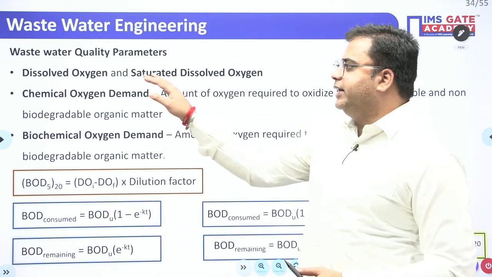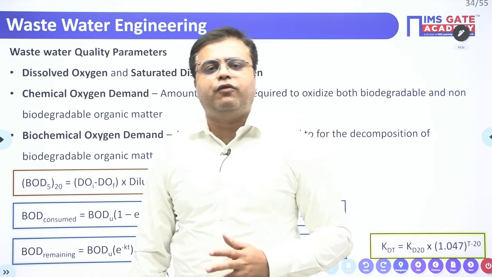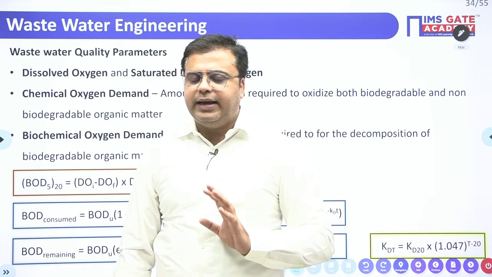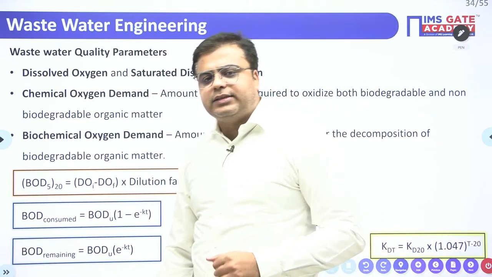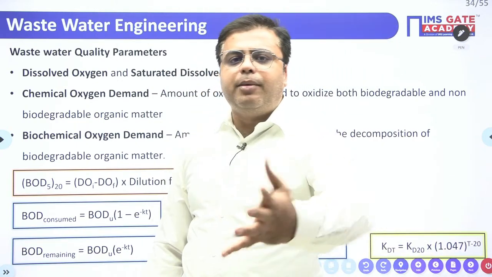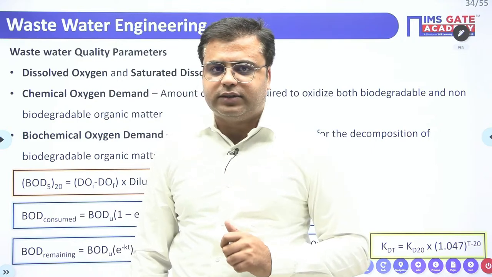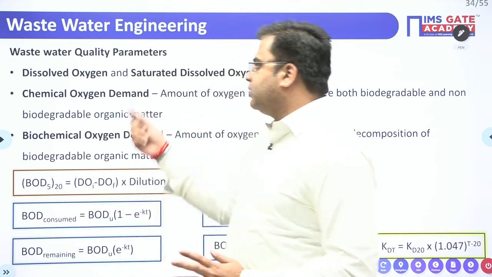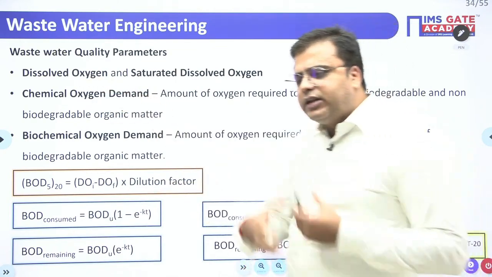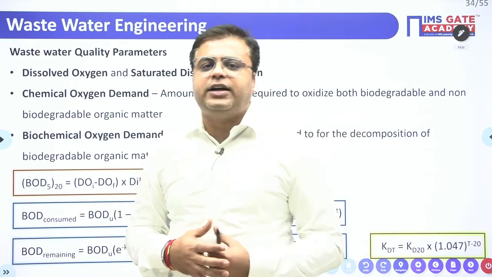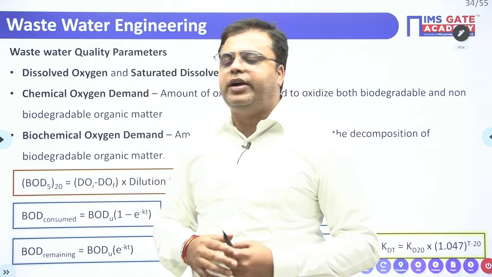So the first one is the dissolved oxygen. At any temperature, the amount of oxygen which is present in the dissolved form in water is known as the dissolved oxygen, right? Next is saturation dissolved oxygen. By saturation dissolved oxygen, I mean the maximum amount of oxygen that can remain in dissolved form in water at any temperature. With the increase in temperature, your saturated dissolved oxygen is going to decrease. Same for dissolved oxygen. As your temperature increases, the solubility of the gas reduces, hence your dissolved oxygen will reduce and your saturation dissolved oxygen will also reduce.